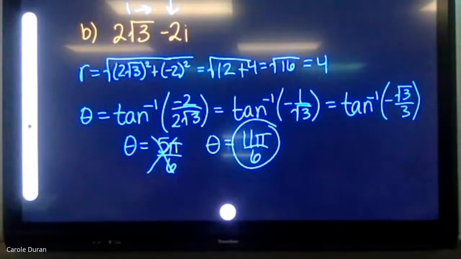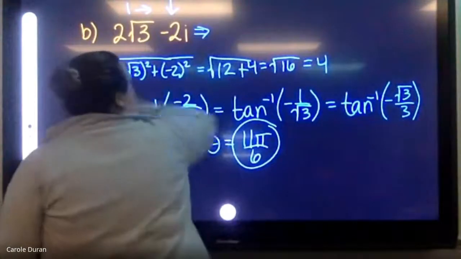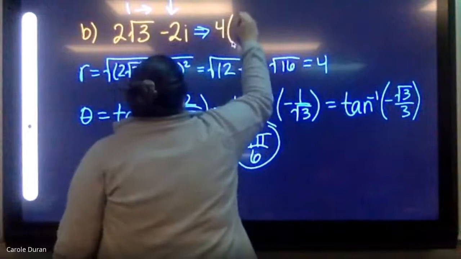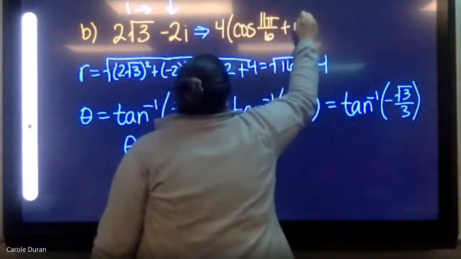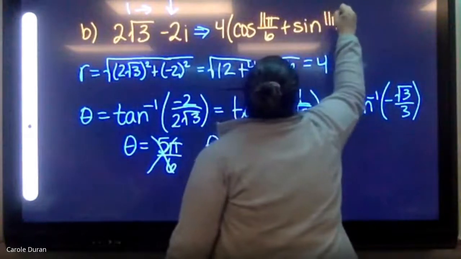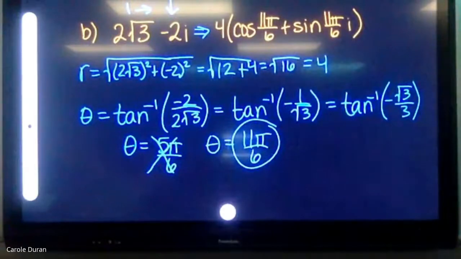I have my theta, I have my r. Let's go ahead and write our trig form of this complex number. And then we're finished. Questions, concerns, or issues thus far? Let's do another one.